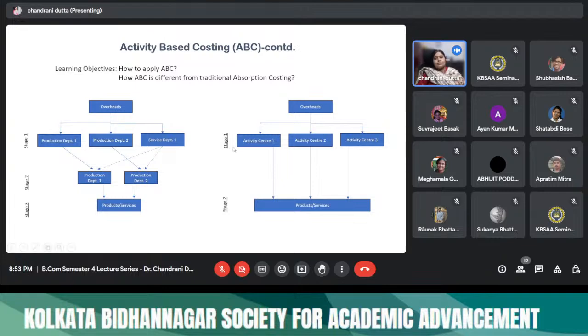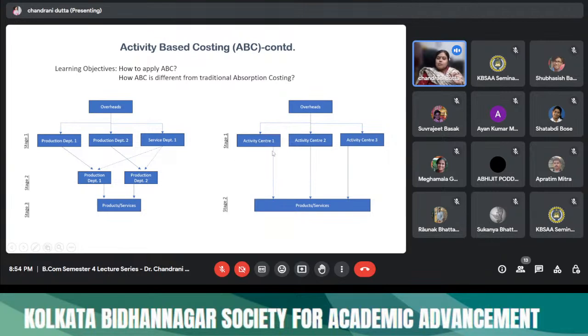Okay, but in case of activity based costing, the scenario is different. See now, the cost pools have changed. Instead of department, as I had just mentioned, it's activity center 1, activity center 2, or activity center 3. This is stage 1. Based on this, once you have segregated them, then instead of overhead recovery rate, here you calculate cost driver rate. Okay, setup cost per setup. Scheduling cost per production run. Quality testing cost per quality check. So you calculate the cost driver rate.